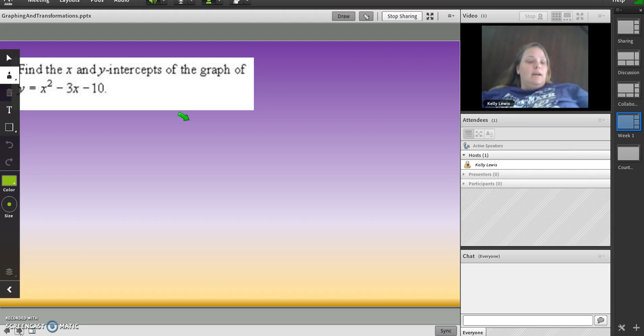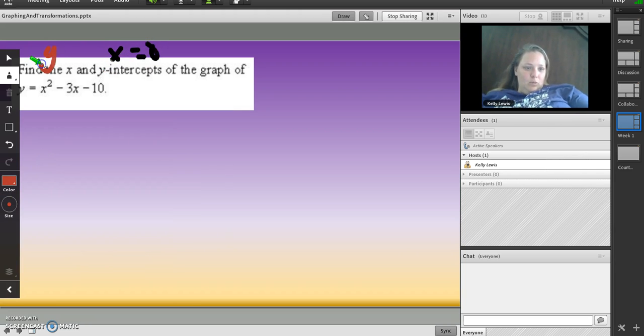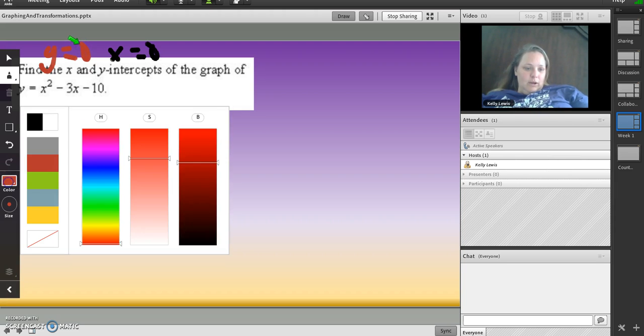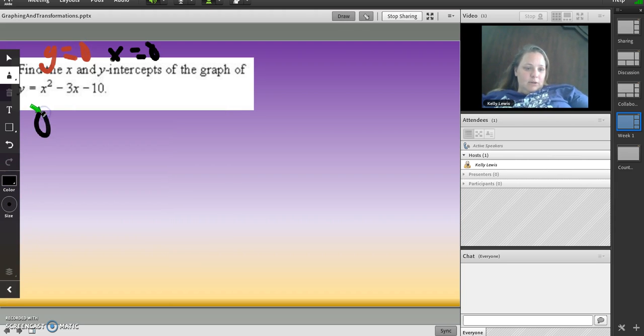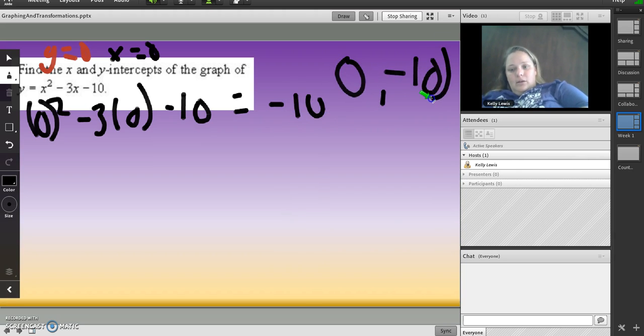All right, the y-intercept. Let's do that first because it's a little easier. Y-intercept is when x equals 0. X-intercept is when y equals 0. So I'm going to do y-intercept first. I'm going to write 0 squared minus 3 times 0 minus 10. I'm going to plug that in my calculator, and I get negative 10. So the y-intercept is 0, negative 10.